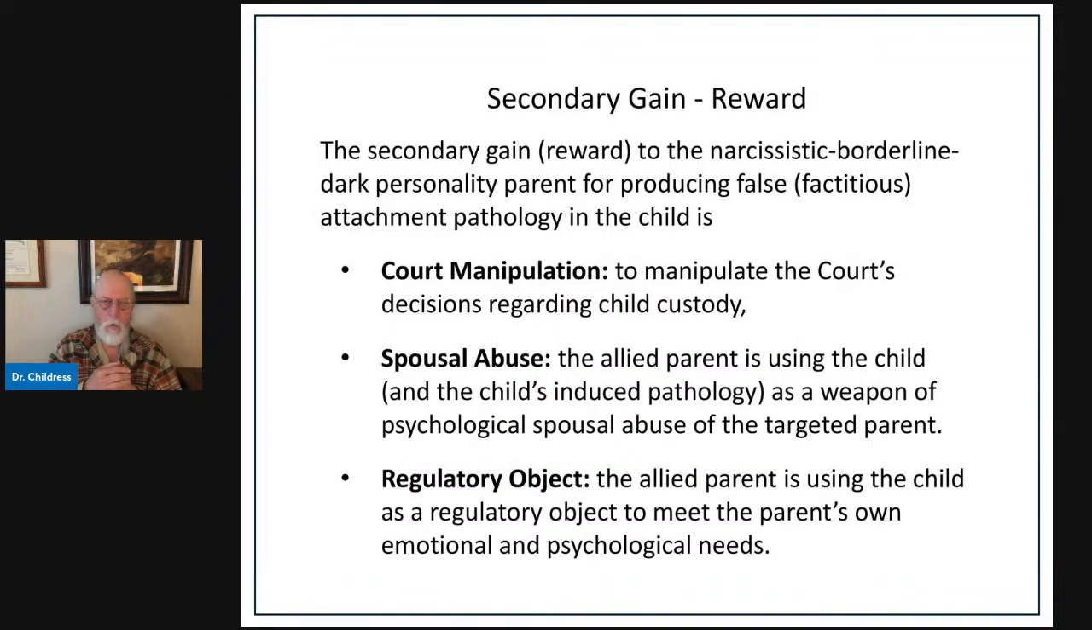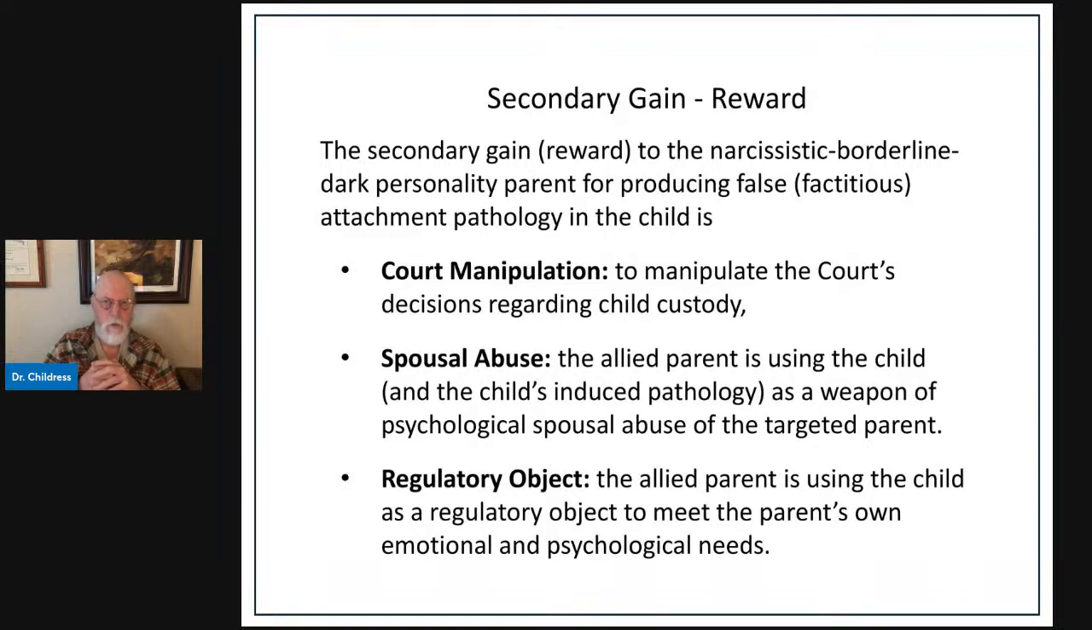The secondary gain or reward to the narcissistic, borderline, dark personality parent for producing false or factitious attachment pathology in the child is first court manipulation, to manipulate the court's decisions regarding child custody by producing pathology in the child and getting everybody afraid and getting restraining orders or efforts at supervised visitation and everything because they're making false allegations of abuse, or the spousal abuse of the targeted parent, using the child and the child's induced pathology as a spousal abuse weapon.